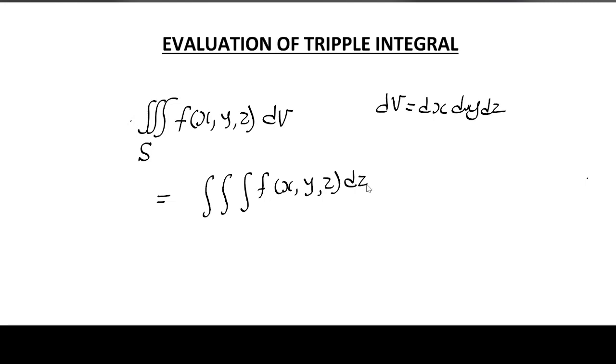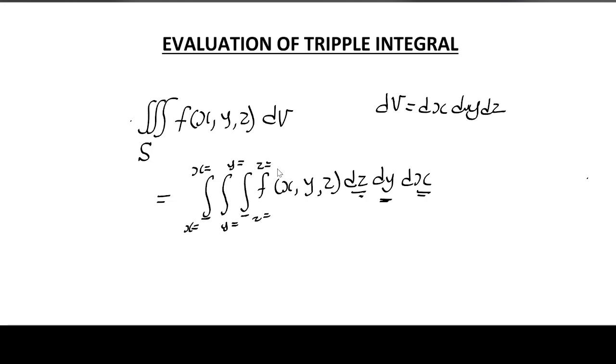Suppose I consider it in the order dz, dy, dx. Here z is the innermost variable, y is the middle variable, and x is the outermost variable. The left first integral will be for the outermost variable, the middle one will be for the middle variable, and the innermost is for the innermost variable. So this limit will be corresponding to x, both upper and lower, the middle limit will be corresponding to y, and the innermost will be corresponding to the variable z.